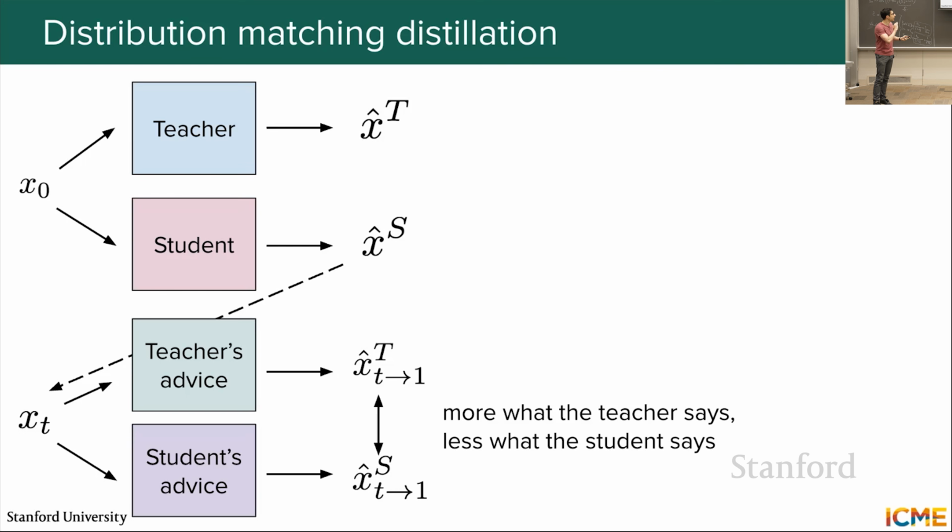And you complement that by ensuring that the student's predictions match roughly what the teacher predictions do. And we see empirically that this helps stabilize the training.